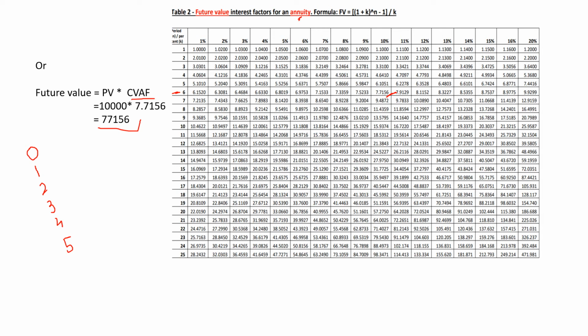So the CVAF total 10,000 will be kept for how many years? 1, 2, 3, 4, 5, 6. That's why I have used 6 here. For 6 years I have seen 10% interest. So this is 7.7156, and the answer is 77,156. Is it clear?